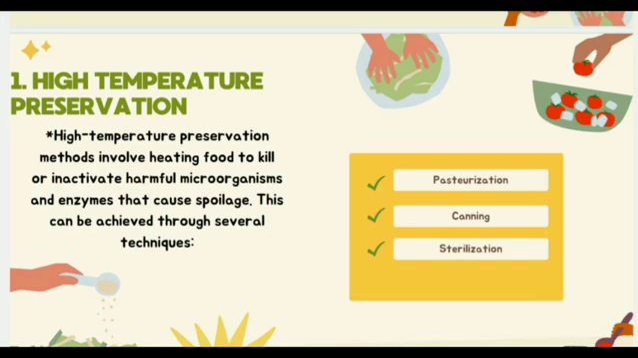Let's see what is high temperature preservation. High temperature preservation methods involve heating food to kill or inactivate the harmful microorganisms and enzymes that cause spoilage. This can be achieved through several techniques, which include pasteurization, canning, and sterilization.